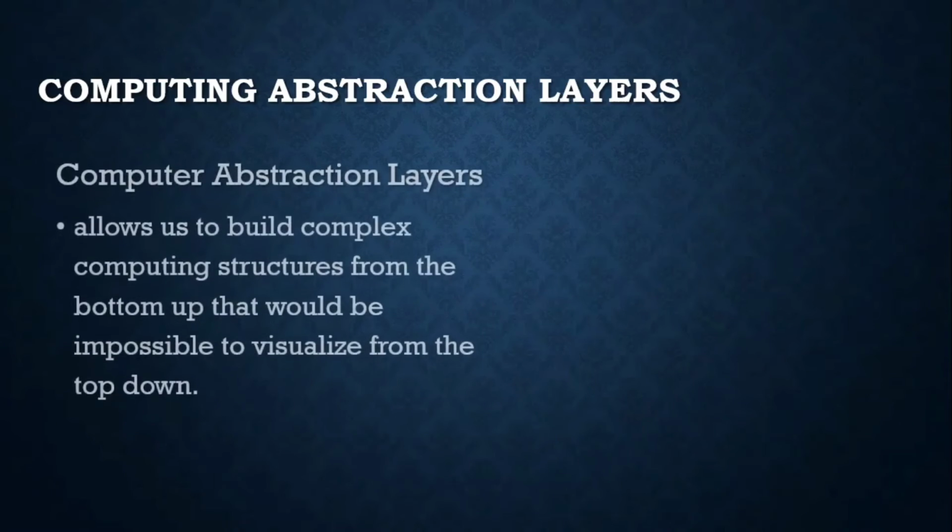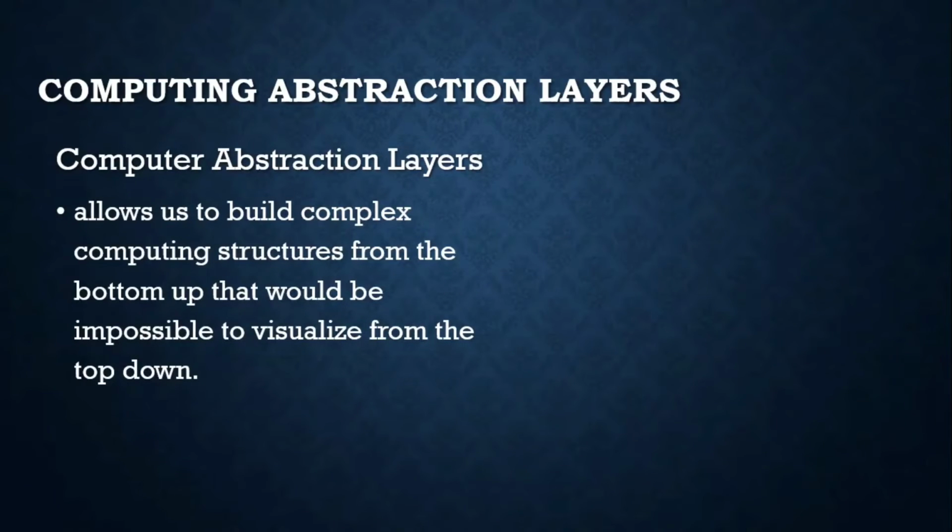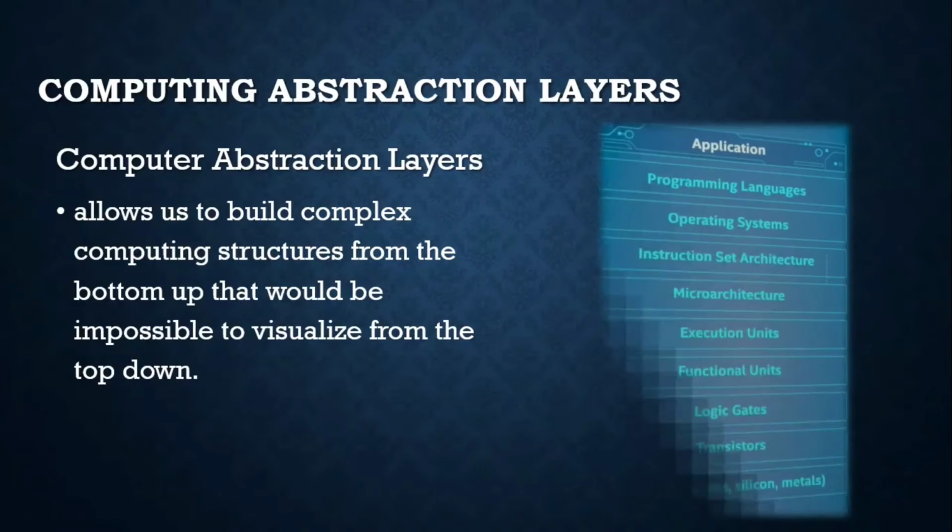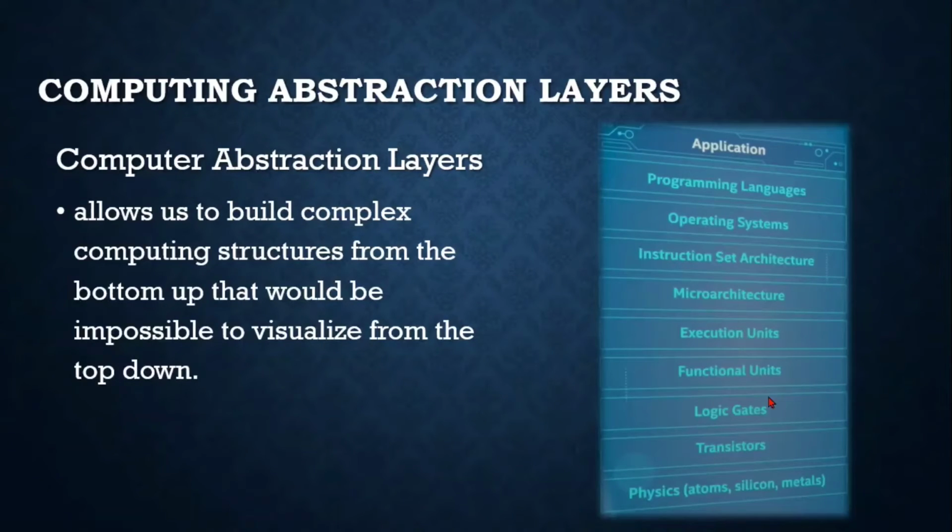Computer abstraction layers allow us to build complex computing structures from the bottom up that would be impossible to visualize from the top down. At the foundation of the abstraction layers, we have atoms that, if put together, can make materials like silicon. Then transistors, logic gates, functional units, execution units, microarchitecture, ISA, OS, and programming language, and then applications on your computer.